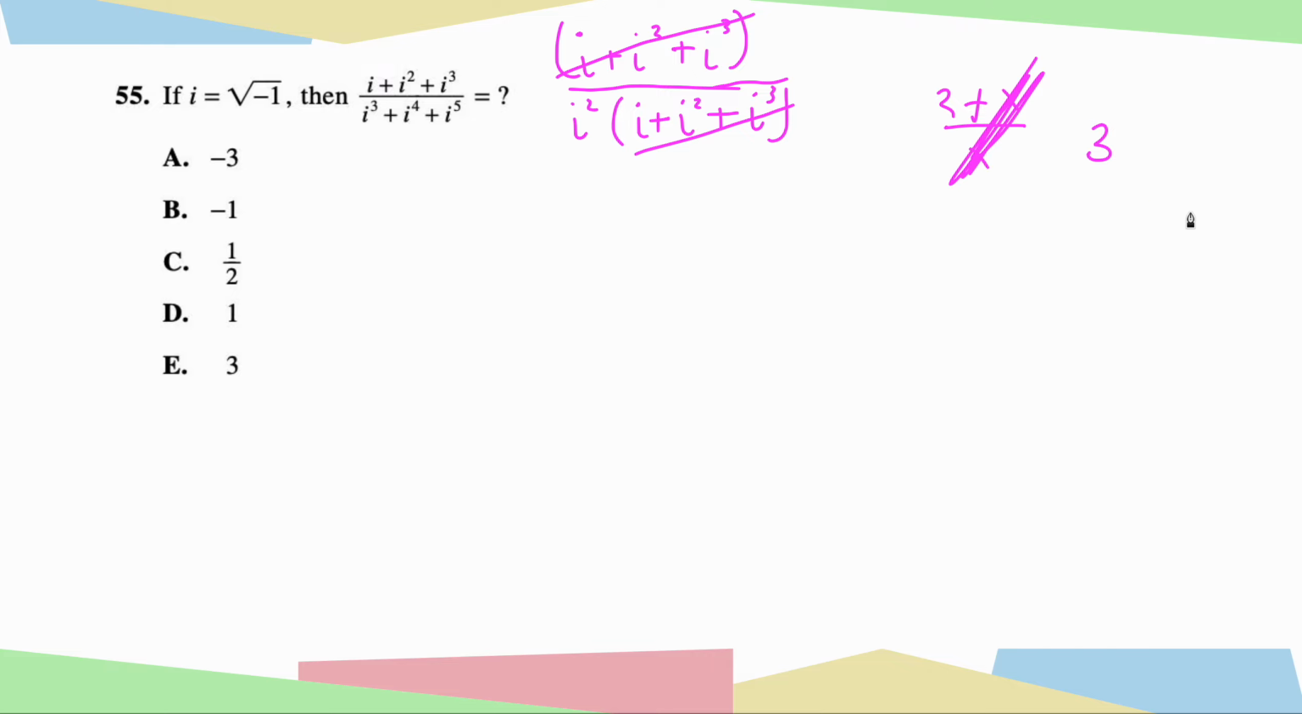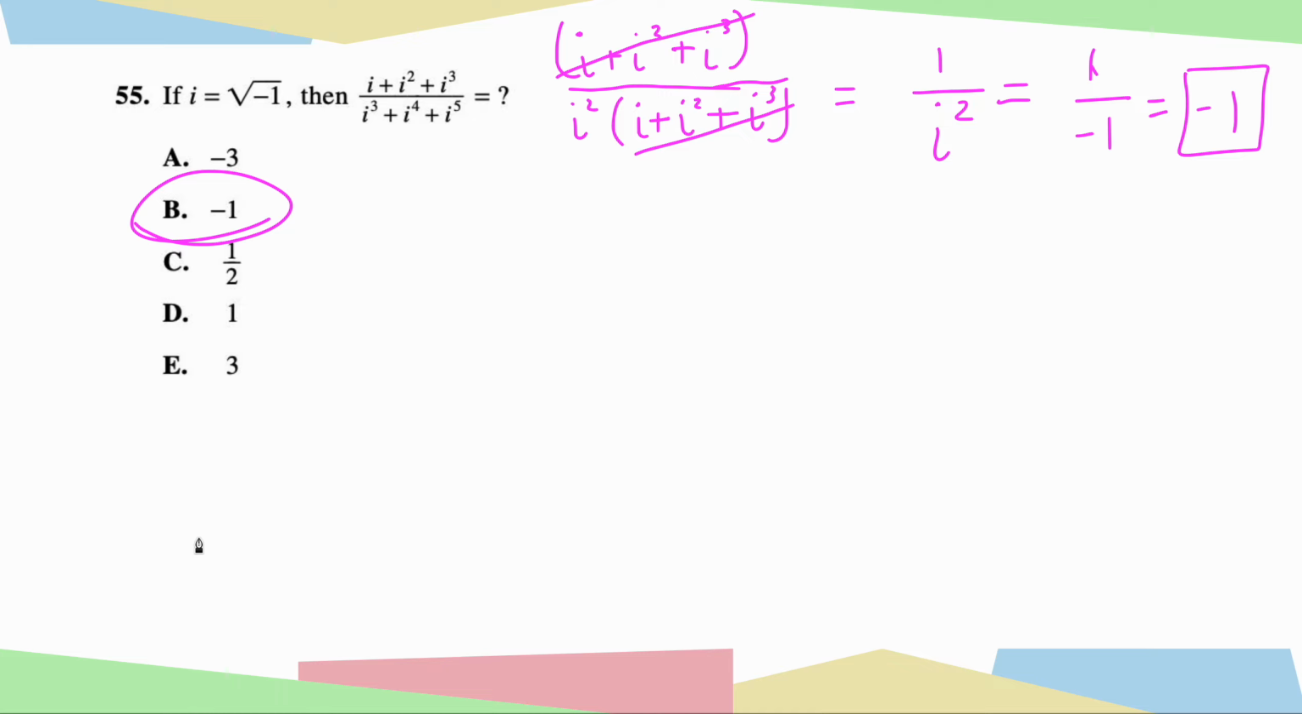Okay, so going back to the problem, because we've canceled those out, this is basically the same as 1 over i squared. Look at how beautiful that is. Now, i squared is equal to -1. So this is 1 over -1, which is just equal to -1, which gives us answer choice B.